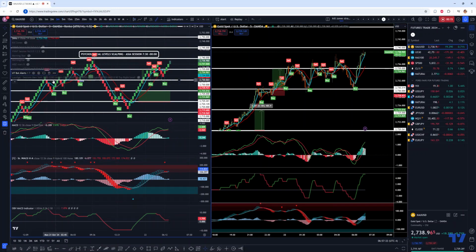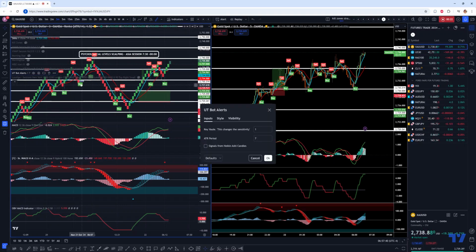I have this indicator, UT Bot Alerts. What I have in it is this setup, 1 and 7. The 1 and 7 has really shown me the ATR period is 7, the key value. This changes the sensitivity of the blocks, of the signal. So on different time frames, I'll see different alerts, but it works very well.